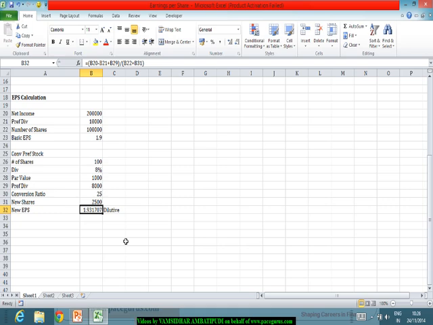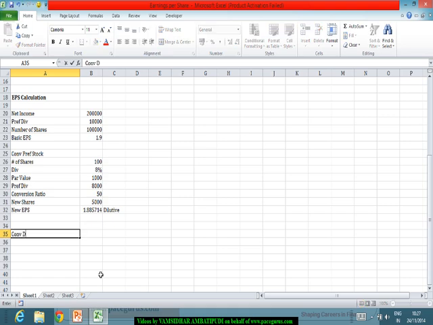Then I don't call it dilutive, I'll call it an anti-dilutive security, and I will not include it as a part of my diluted EPS computation, which means in that case my diluted EPS would have been the same as the basic EPS only. So that is what we do as a part of the convertible preference stock calculation.